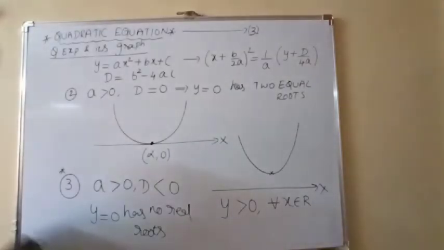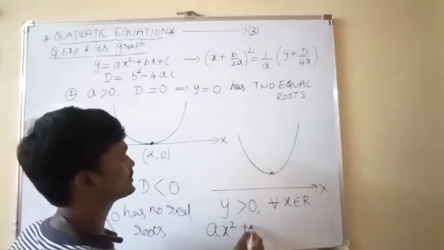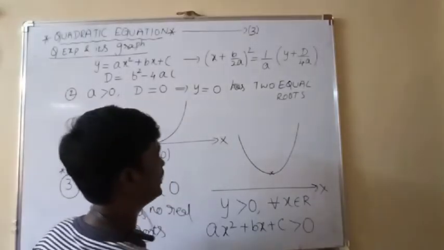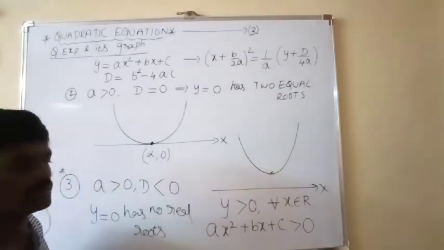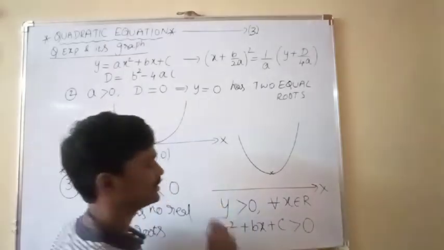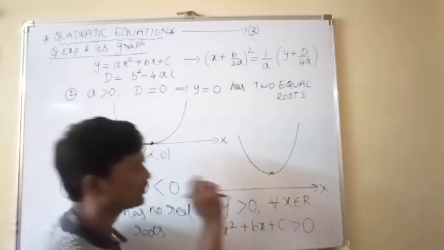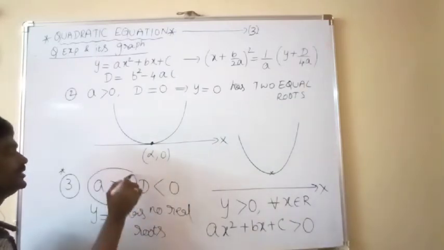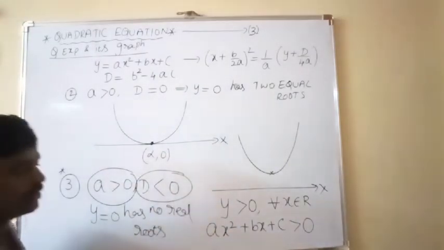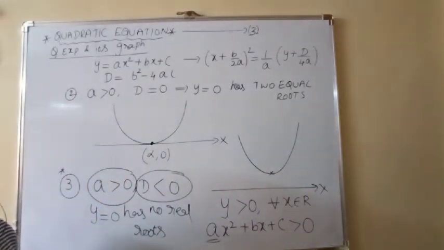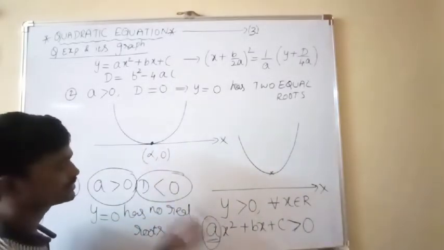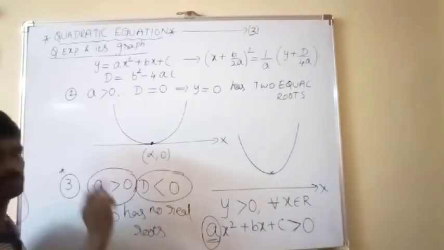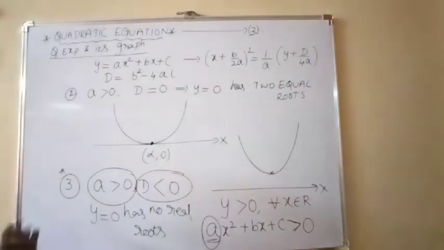So the condition for this quadratic expression ax square plus bx plus c to be always positive for all x belongs to R, because y is nothing but ax square plus bx plus c only, is: a positive, discriminant negative. That means the coefficient of x square is positive and the discriminant is negative. So here, what is the sign of this expression? Positive sign. So the x square coefficient must also be positive, and the discriminant must be negative. Okay, so this is the important case.